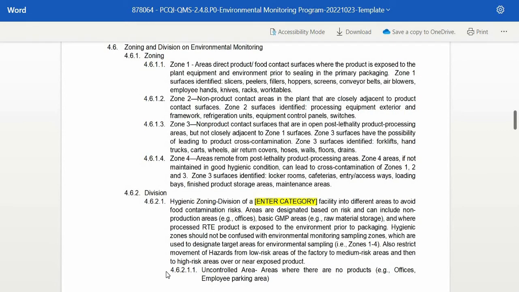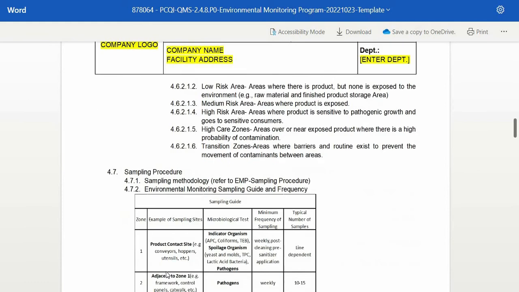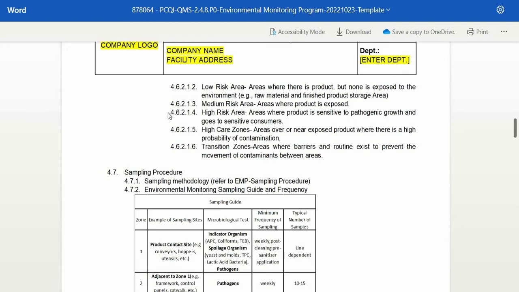For uncontrolled area, these are areas where there are no products, for example, offices and employee parking area. For low-risk area, these are areas where there is product but none is exposed to the environment, for example, raw material and finished product storage area. For medium-risk area, areas where product is exposed. For high-risk area, areas where product is sensitive to pathogenic growth and goes to sensitive consumers. For high-care zones, areas over or near exposed product where there is a high probability of contamination. And for transition zones, areas where barriers and routine exist to prevent the movement of contaminants between areas.